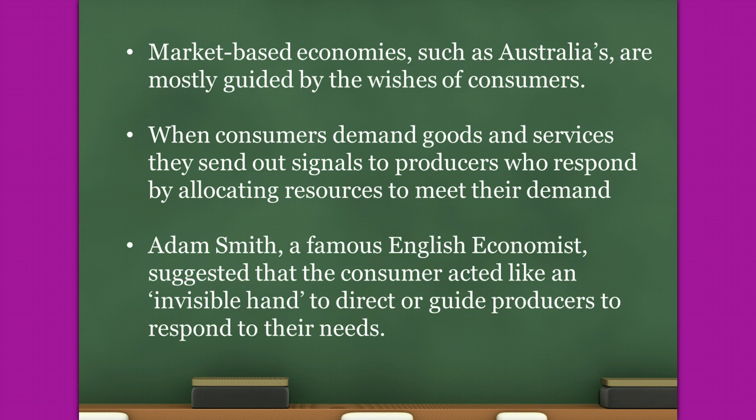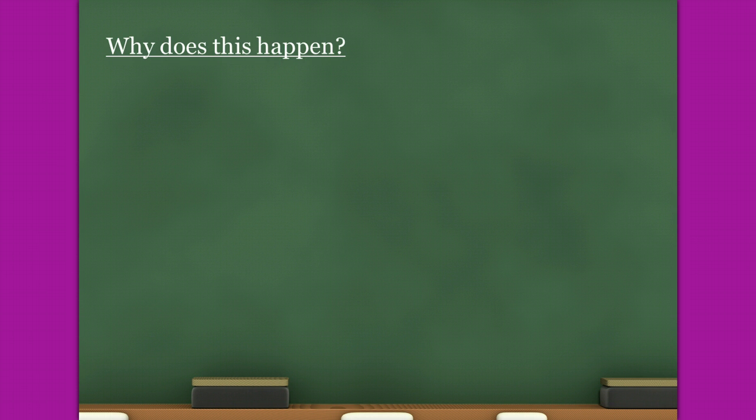Adam Smith, a famous English economist, wrote a book called An Inquiry into the Nature and Causes of the Wealth of Nations. Thankfully for all economics students and economics people, they decided to shorten that to simply The Wealth of Nations. It was written in 1776. And in that, he suggested the consumer acted like an invisible hand, which guided producers into how they were going to respond to the needs of the marketplace and the needs of consumers.